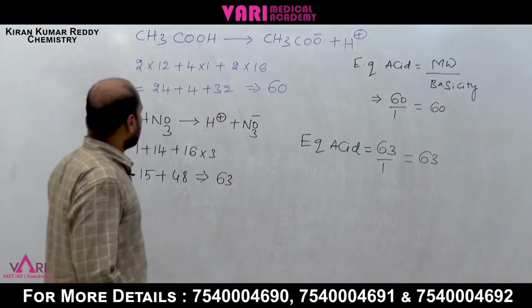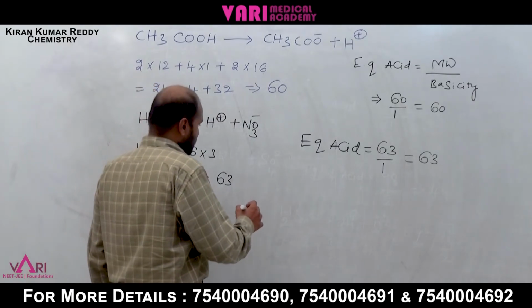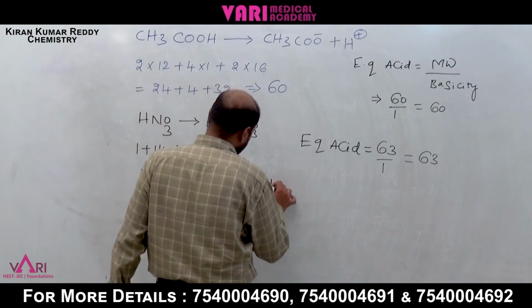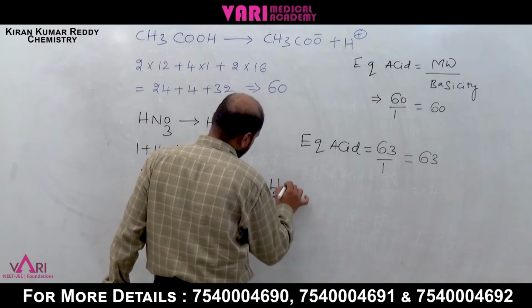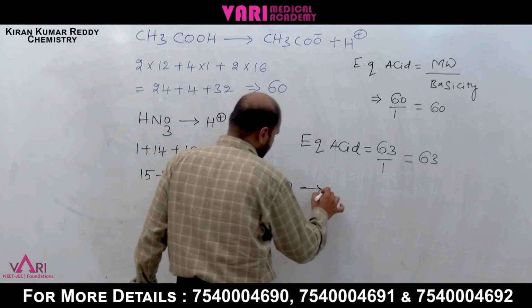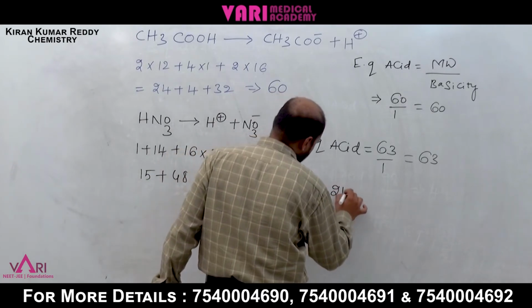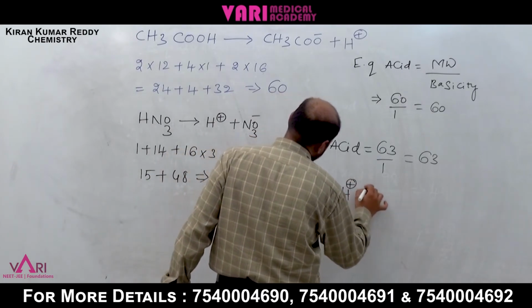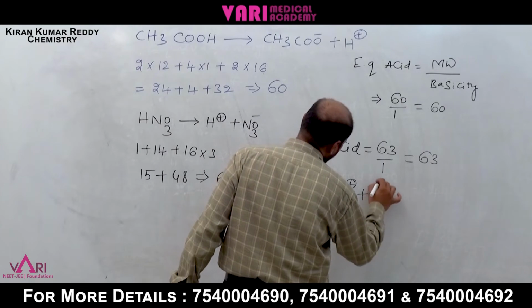Next one, if you take another one, hydrogen peroxide H2O2, here we can take 2H plus and O2 2 minus.